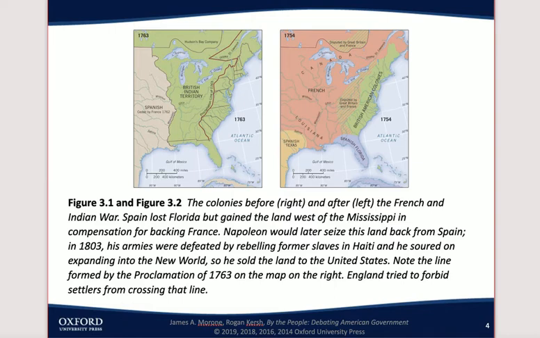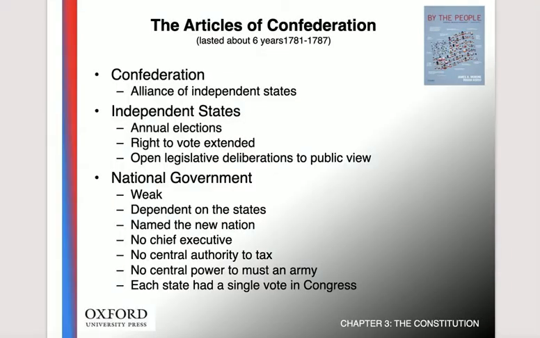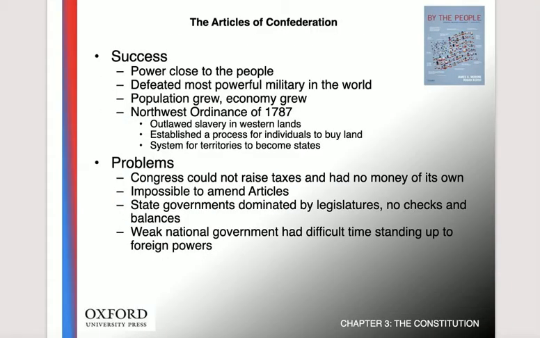All right, so they tried the Articles of Confederation, and the things about the Articles of Confederation, there were successes and problems. The success was that the power was closer to the people because the states had power. They had just defeated the most powerful military in the world, the British. The population grew, the economy grew. The Northwest Ordinance, they were able to outlaw slavery in the Western lands. They established a process for individuals to buy land and a system for territories to become a state.